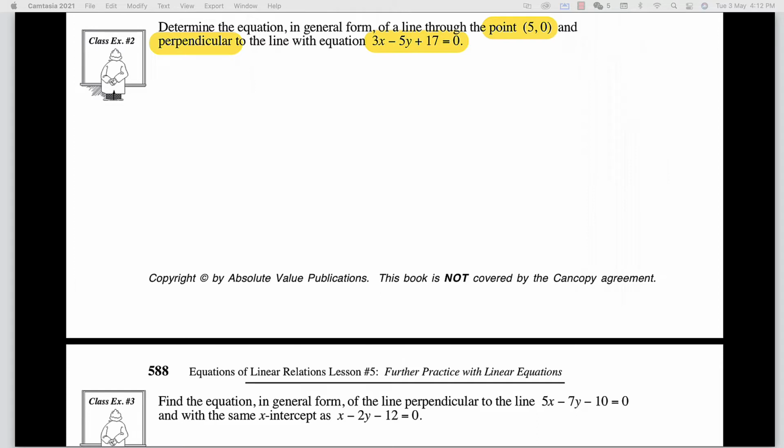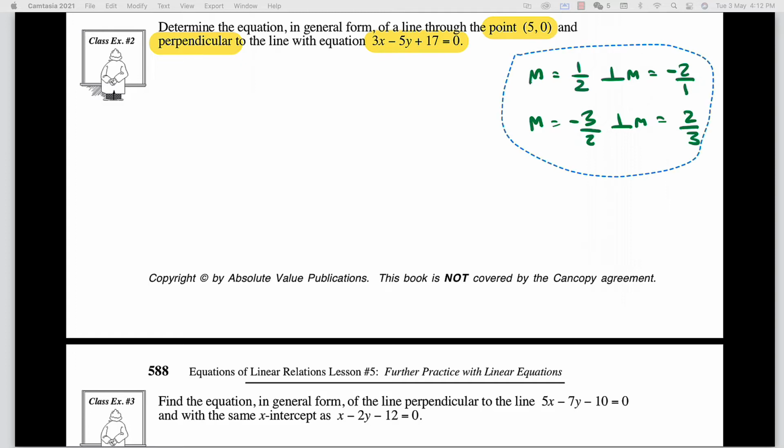So what do I know about the perpendicular line? Well, it's going to have a slope that is inverted, and it's going to change the signs. For example, if we have a slope equal to 1 over 2, then the perpendicular slope is going to equal -2 over 1. So we're going to flip that fraction and change the sign. And if I had a slope equal to -3 over 2, the perpendicular slope is going to equal 2 over 3, and it's going to be positive. Okay, so knowing that is going to be important.